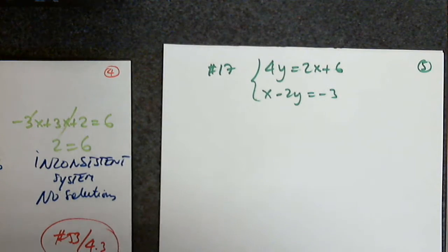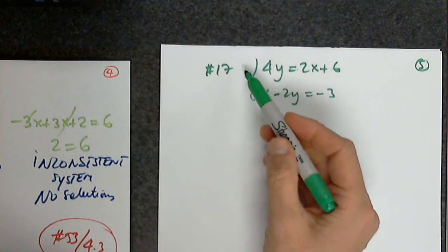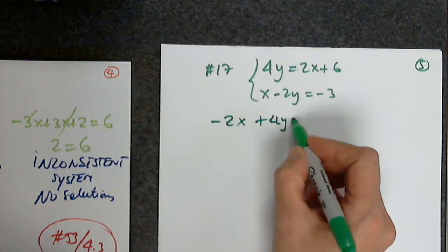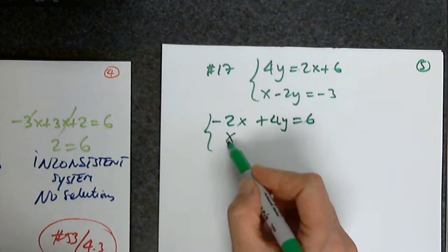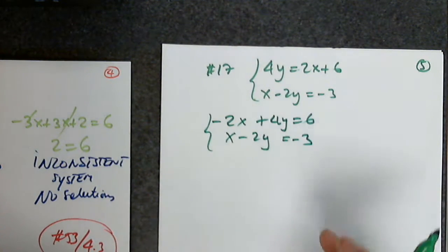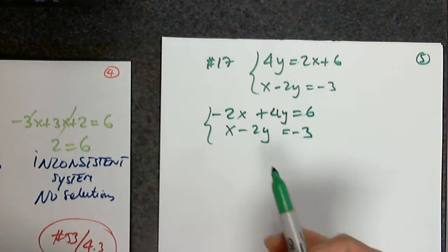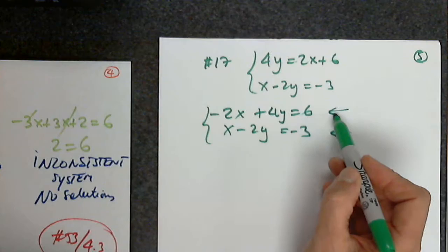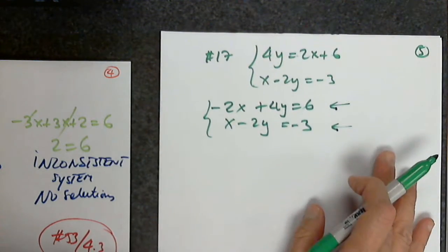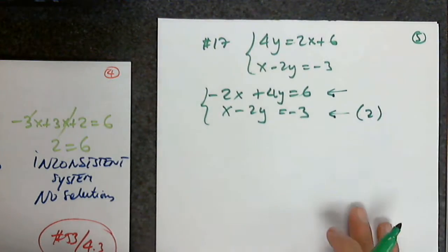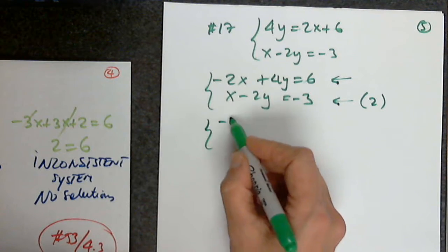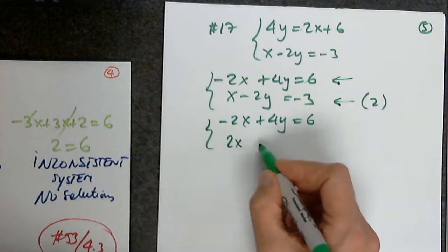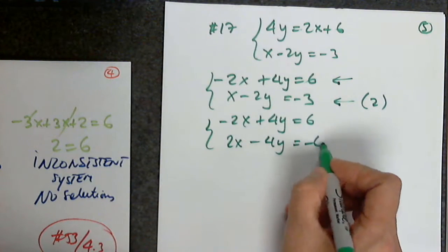Okay, good. So here's what I would like to do. I would like to move 2x to the other side. So negative 2x plus 4y equals 6. And then x minus 2y equals negative 3. And you have two options here. You either multiply this by 2 or divide this by 2. It doesn't really matter. So let's say we multiply the second one by 2. Then we have negative 2x plus 4y equals 6. And 2x minus 4y equals negative 6.